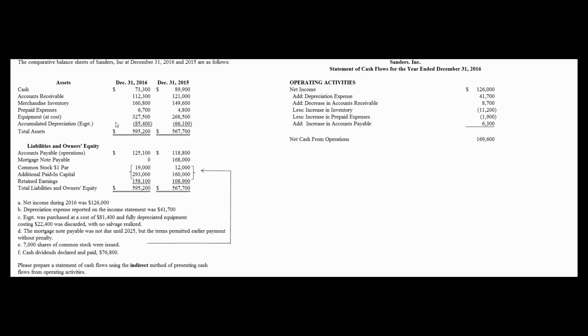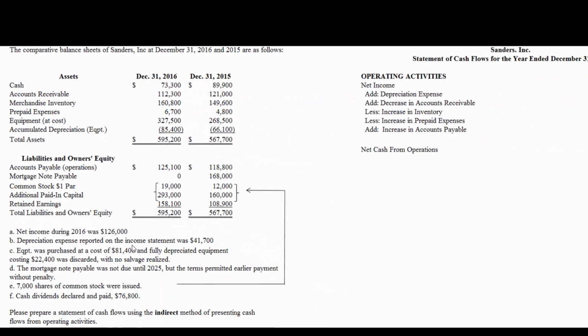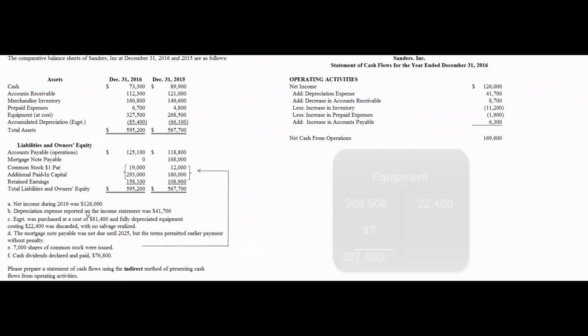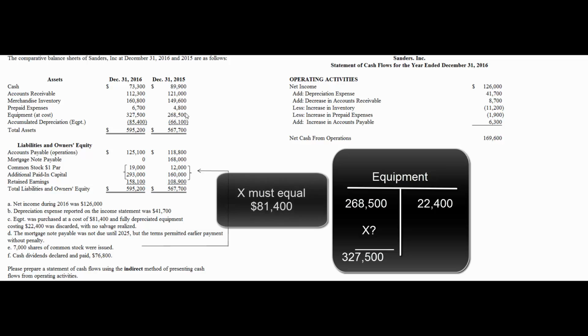So let's go back to our example. Let's look at investing activities. Well, the only investing activity, it looks like equipment went up. And it tells us, sure enough, that we purchased equipment for $81,400. Fully depreciated equipment costing $22,400 was discarded and no salvage realized. So that explains how this went from $268,500 to $327,500.